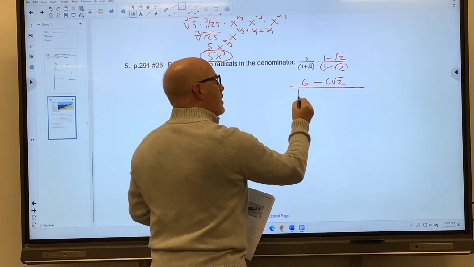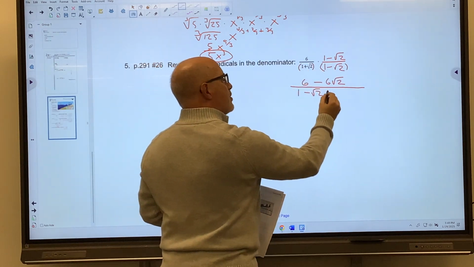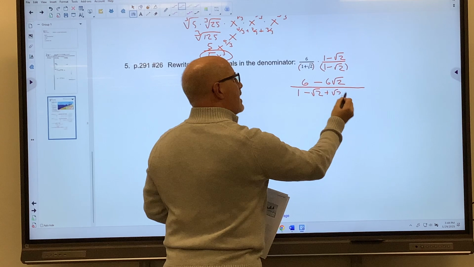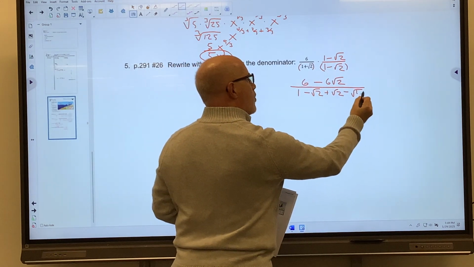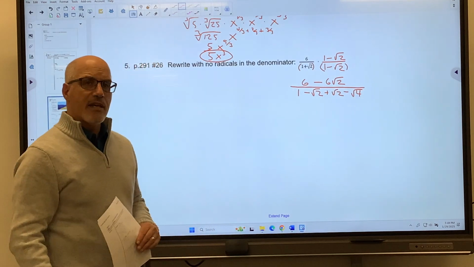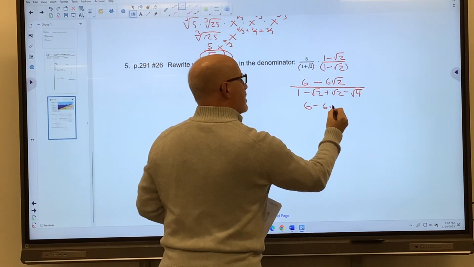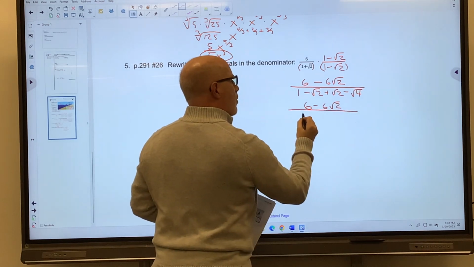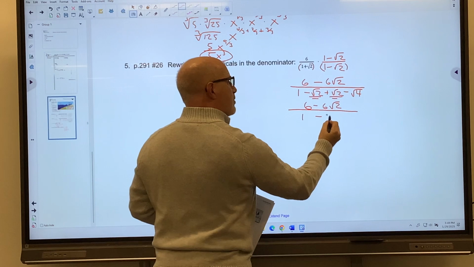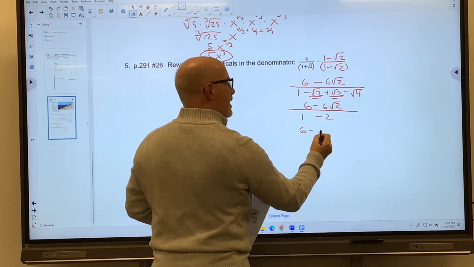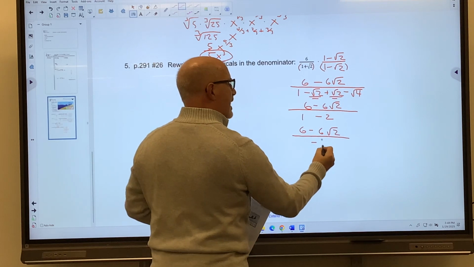1 times 1 is 1. 1 times negative square root of 2 is negative square root of 2. Square root of 2 times 1 is plus square root of 2. And then plus square root of 2 times minus square root of 2 is minus square root of 4, because you can multiply the radicands. 6 minus 6 square roots of 2, all over 1. These two cancel each other out, and then square root of 4 is equal to 2. So we get 6 minus 6 square roots of 2, all over 1 minus 2, which is a negative 1.